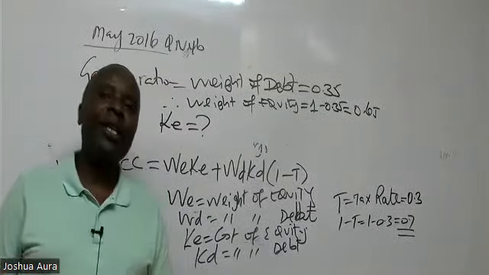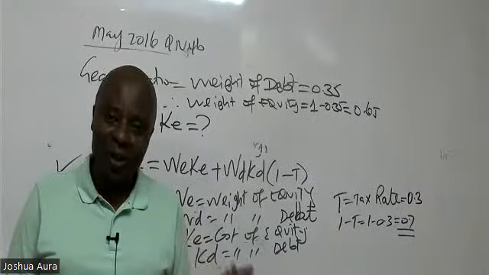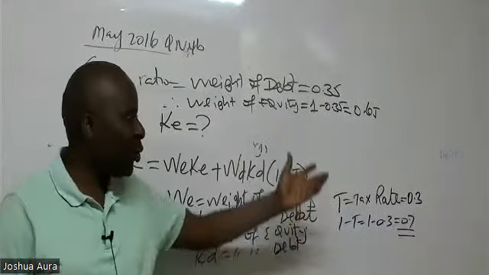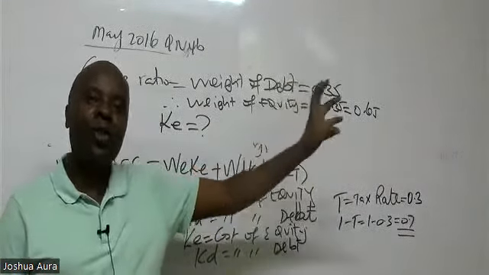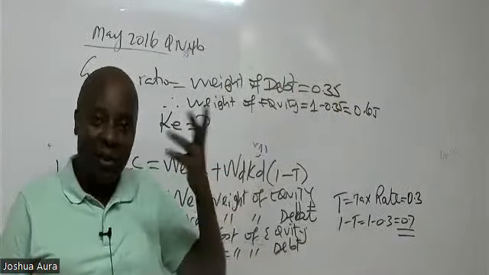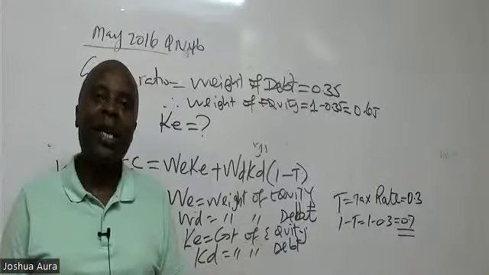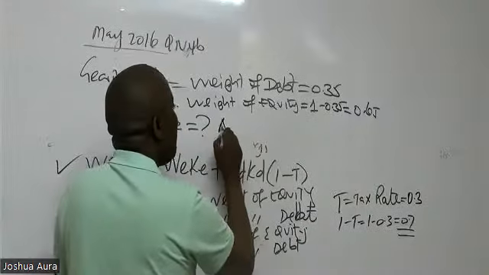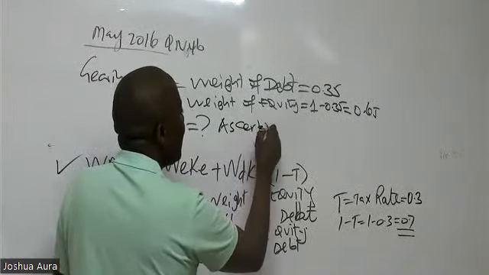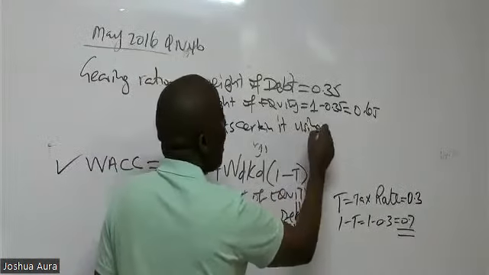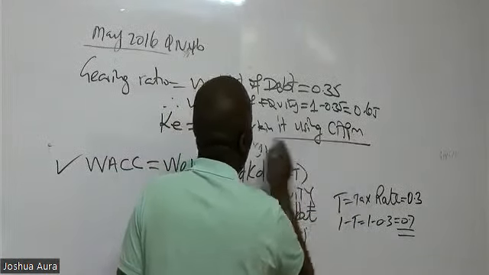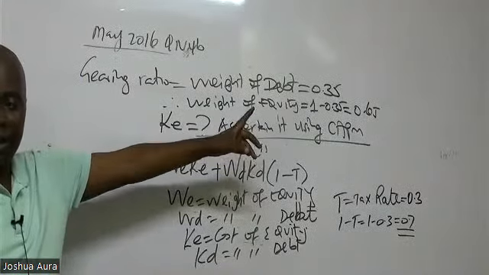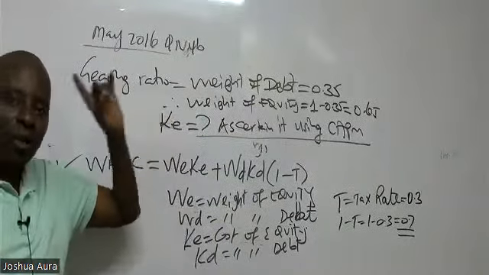But ladies and gentlemen, it doesn't matter how they hide this. For me, I know getting cost of equity is a simple thing. I could either decide to use the dividend valuation model, if information is given. But in most cases, cost of equity is ascertained. In this case here, we shall ascertain it using CAPM. For the lovers of football, CAPM is very important. So I shall ascertain it using CAPM.